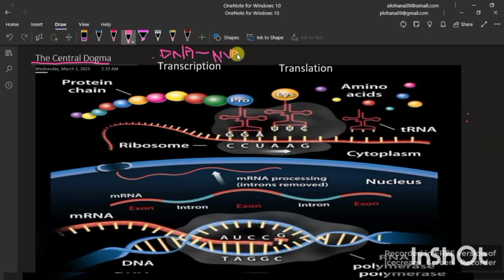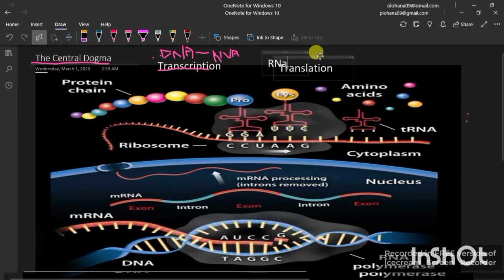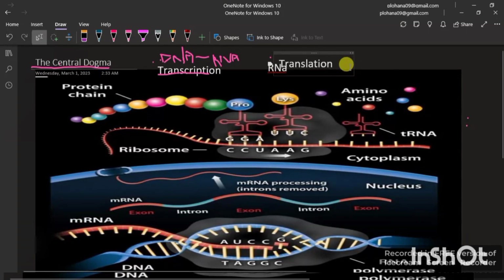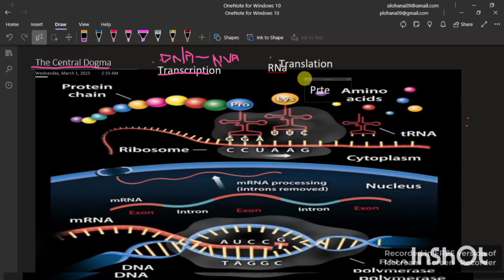When DNA is giving rise to RNA, this process is known as transcription. Now, what is translation? When RNA is forming proteins, this process is known as translation. When DNA makes RNA, this process is known as transcription. When RNA makes proteins, this process is known as translation.